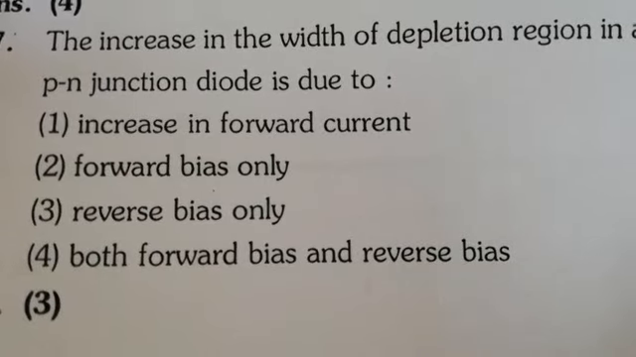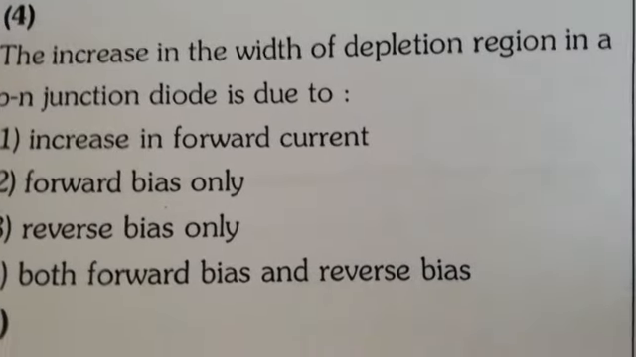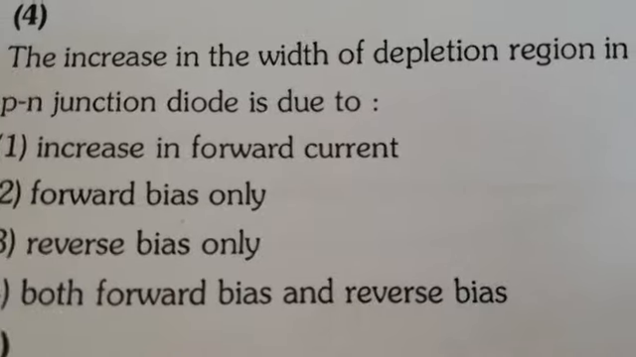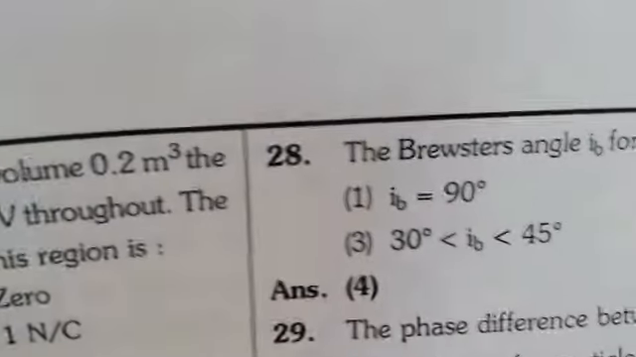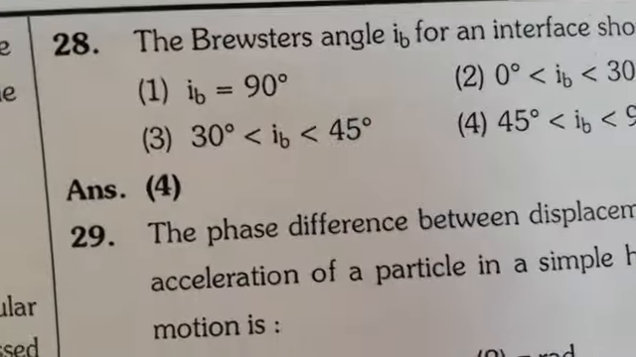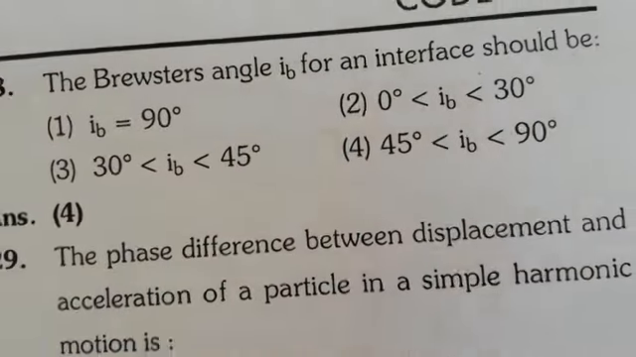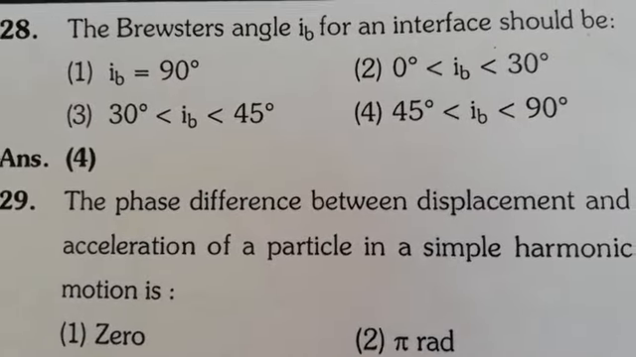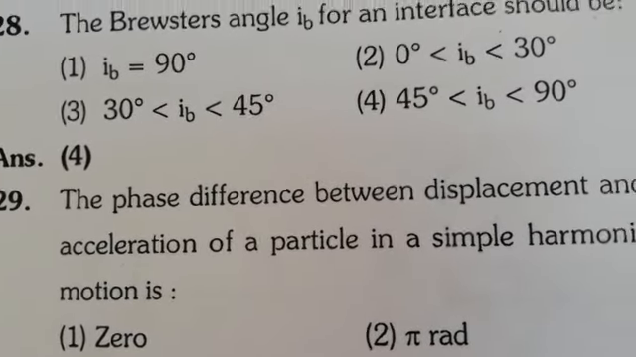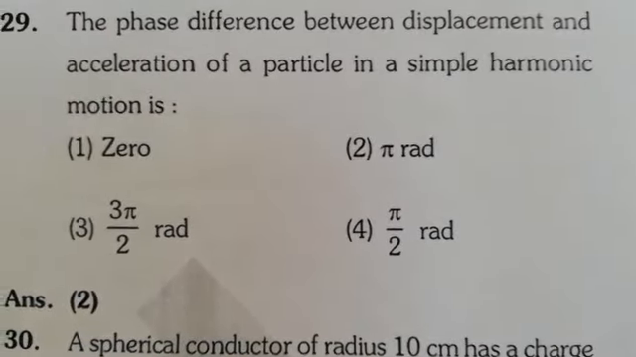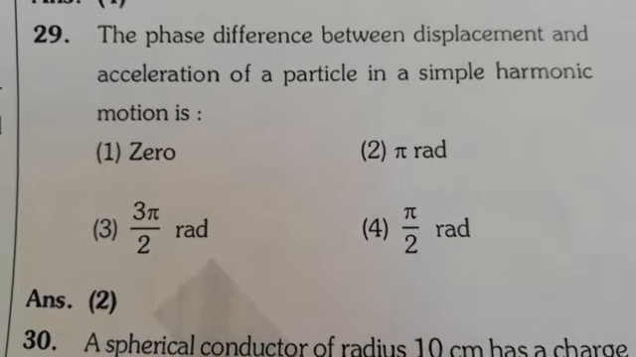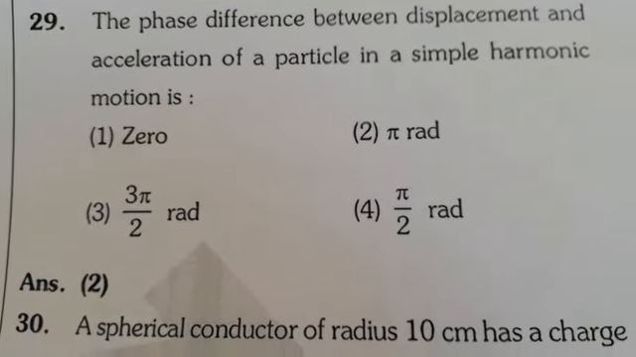Let us go for the 27th. The increase in width of depletion region in a PN junction diode is due to what? Increase in forward current, forward bias, or reverse bias? Only in reverse bias will the depletion region width increase, so that the current will be very less. Then the third option is the only correct one. Let us go for the 28th one. The Brewster's angle of an interface should be less than 90 and more than 45, which is the 4th option.